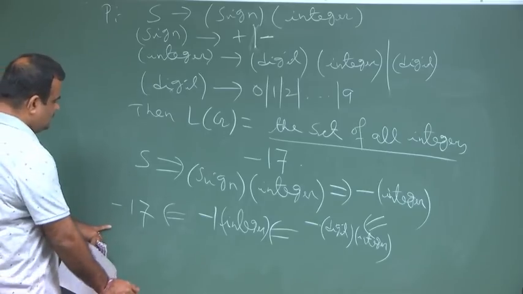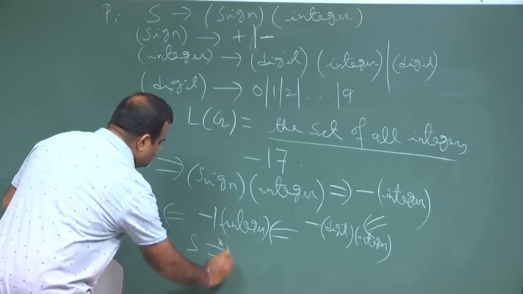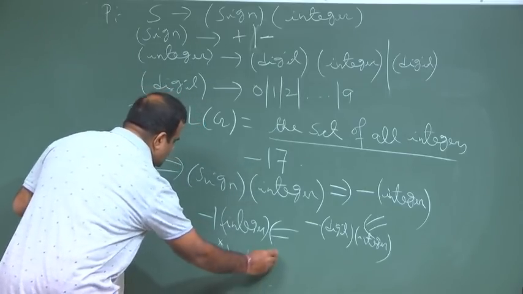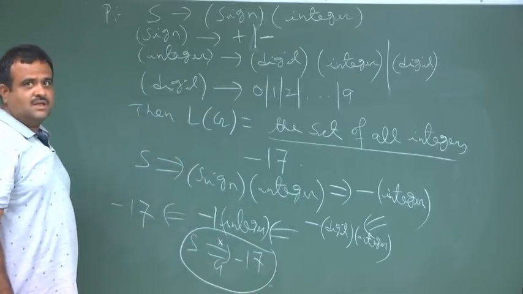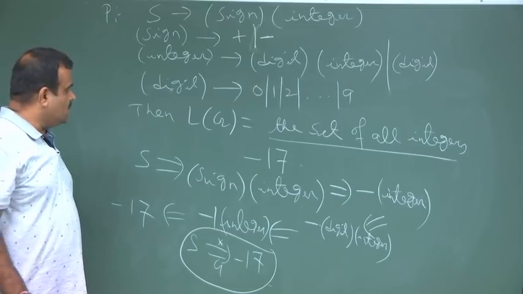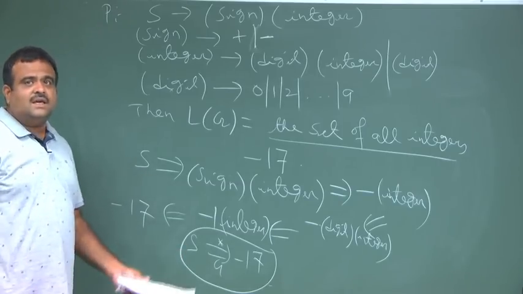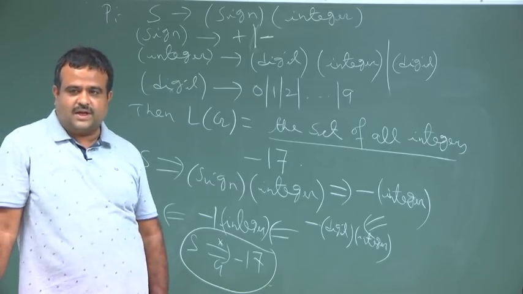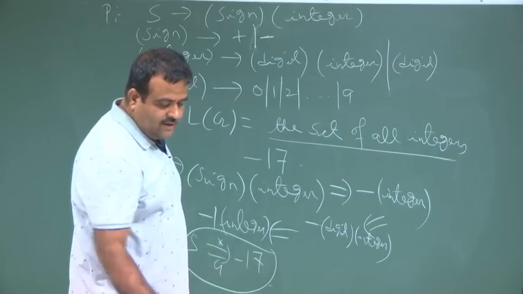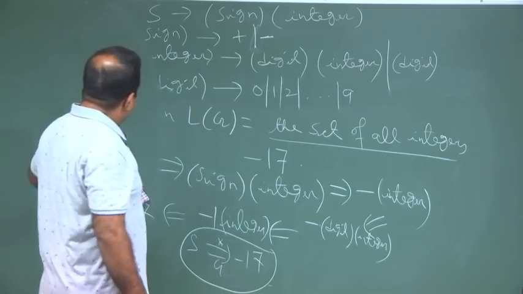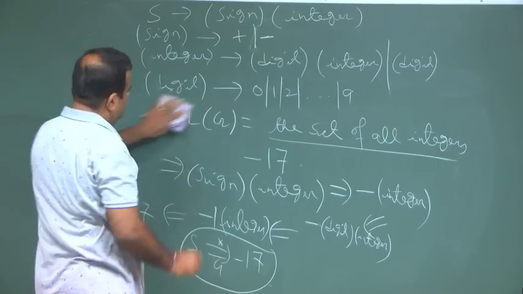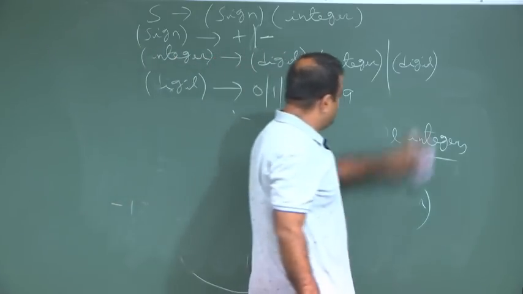So, minus 17 is derived by the productions of G from S. So, minus 17 is generated from this grammar. So, this belongs to L of G. Not only minus 17, any integer positive or negative can be generated by this. Now we will draw what is called a derivation tree.